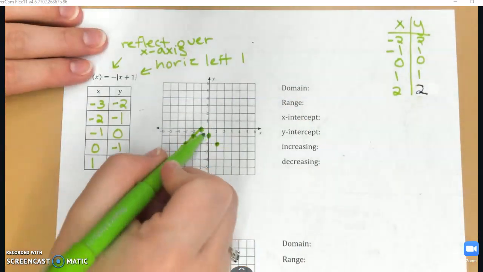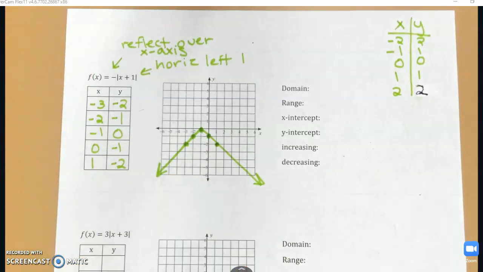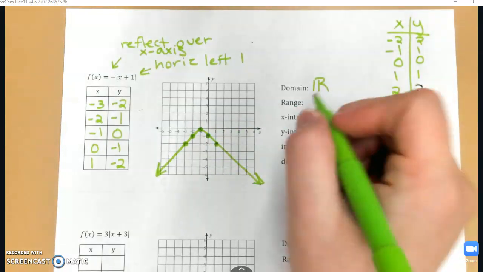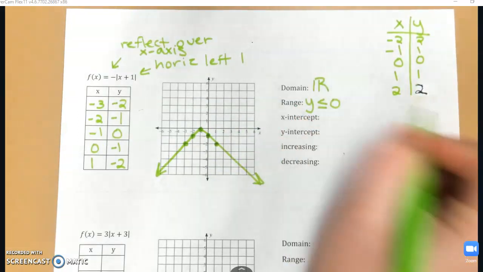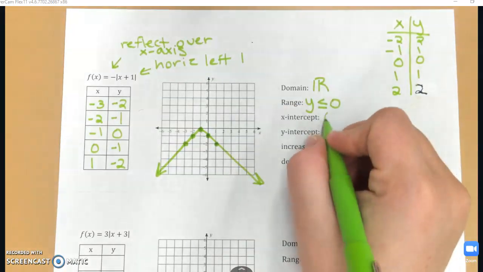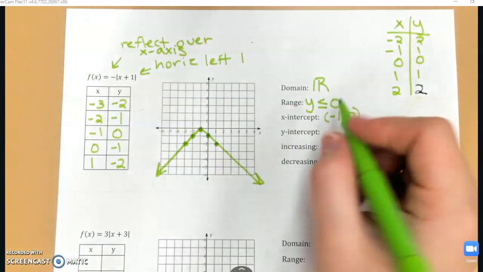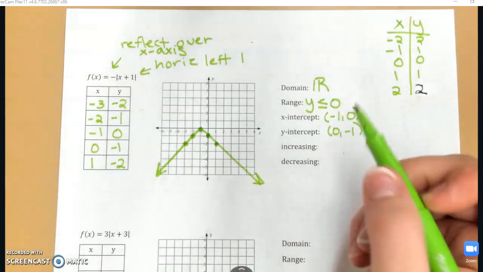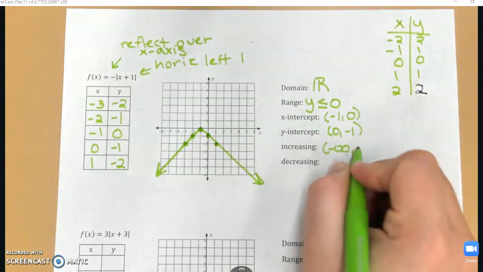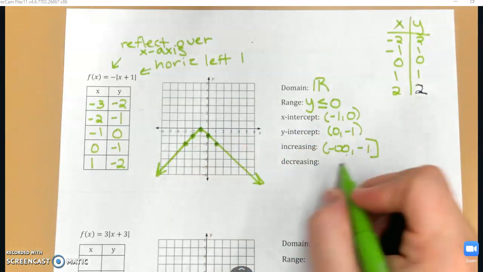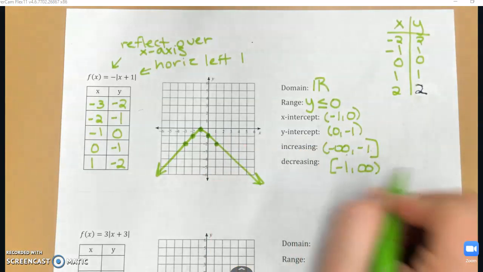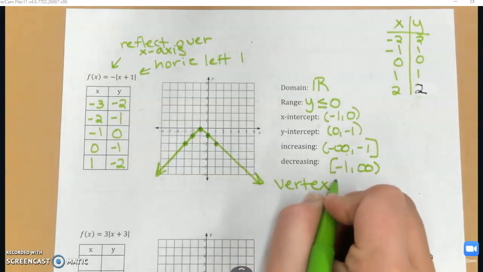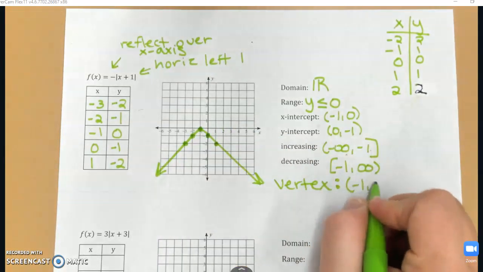And here is my transformed function. My domain is still all real numbers, but my range is now all of the negatives. So it's those values less than or equal to 0. My x-intercept is at -1, 0. My y-intercept is at 0, -1. Now I'm increasing from negative infinity to -1, and I'm decreasing from -1 to infinity because of that reflection. It swapped my graph upside down. And my vertex is now at -1, 0.